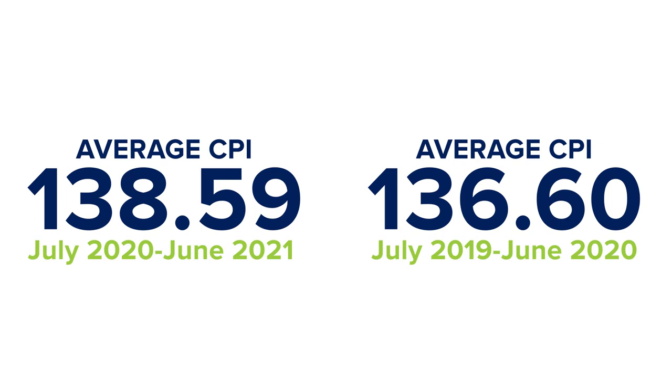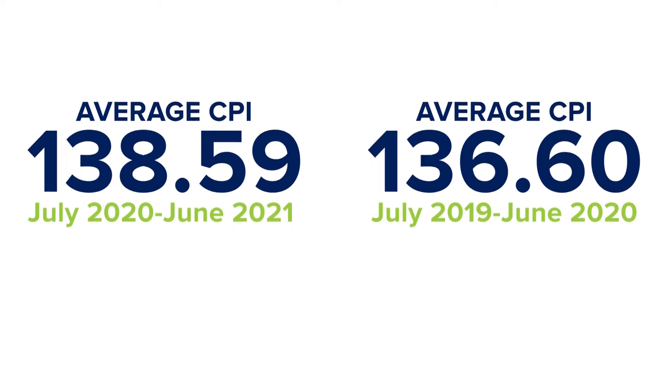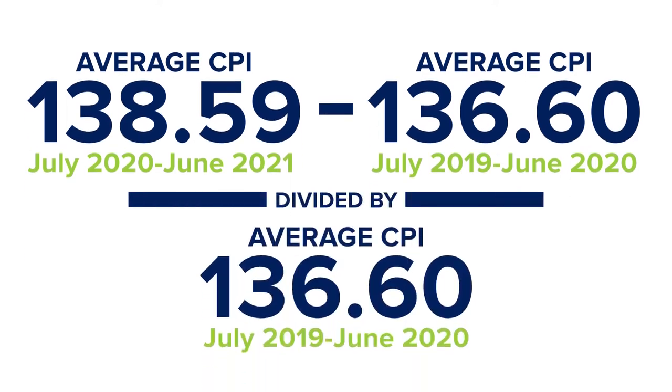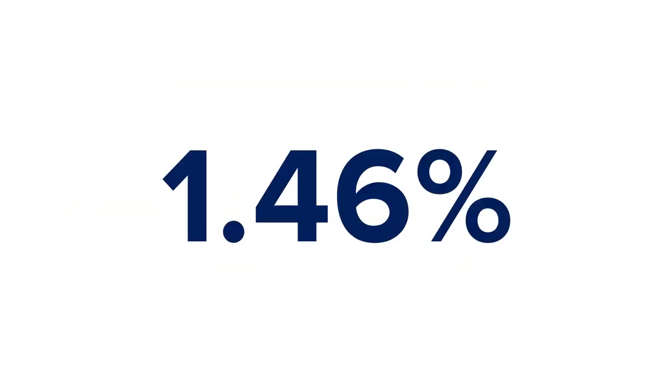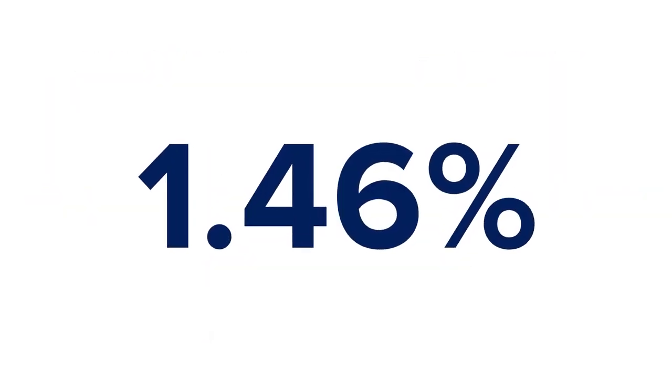136.60. The rate available for COLA was then calculated by determining the percentage change in the average CPI for those two periods using the calculation you see on the screen. So 138.59 minus 136.60 divided by 136.60, which equals 1.46%. It is important to note that a negative COLA rate would never be applied under the plan.